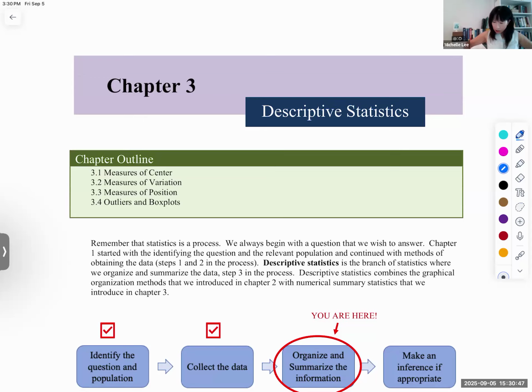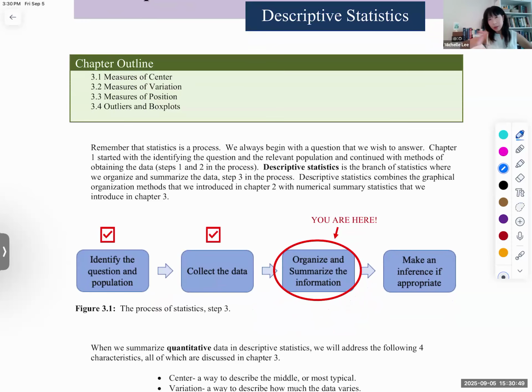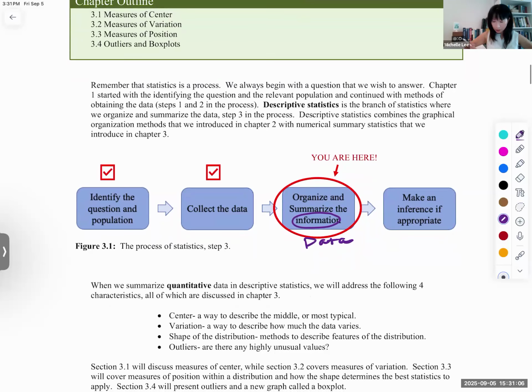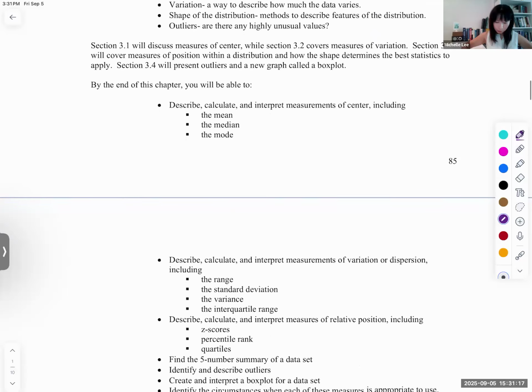All right. So in this case, we organize and summarize the information. Information means data, which we knew. We are going to learn the quantitative, which is number related: counting and measurement.